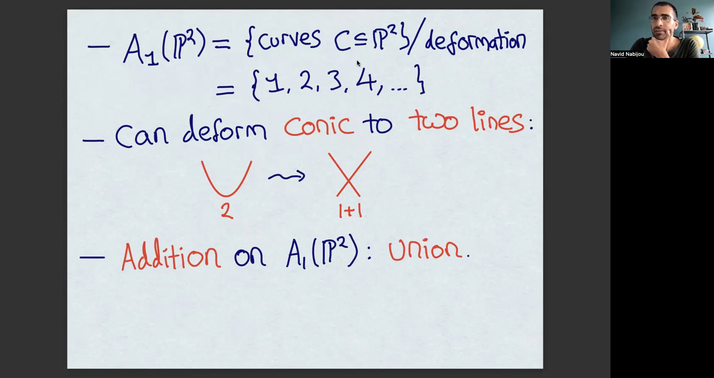So if I take 2 curves, I can take their union, and this kind of respects these deformation classes. Okay, so I get some notion of addition on this set, which is just the usual addition, if I view it this way, of natural numbers. Okay, so I have this addition given by union.